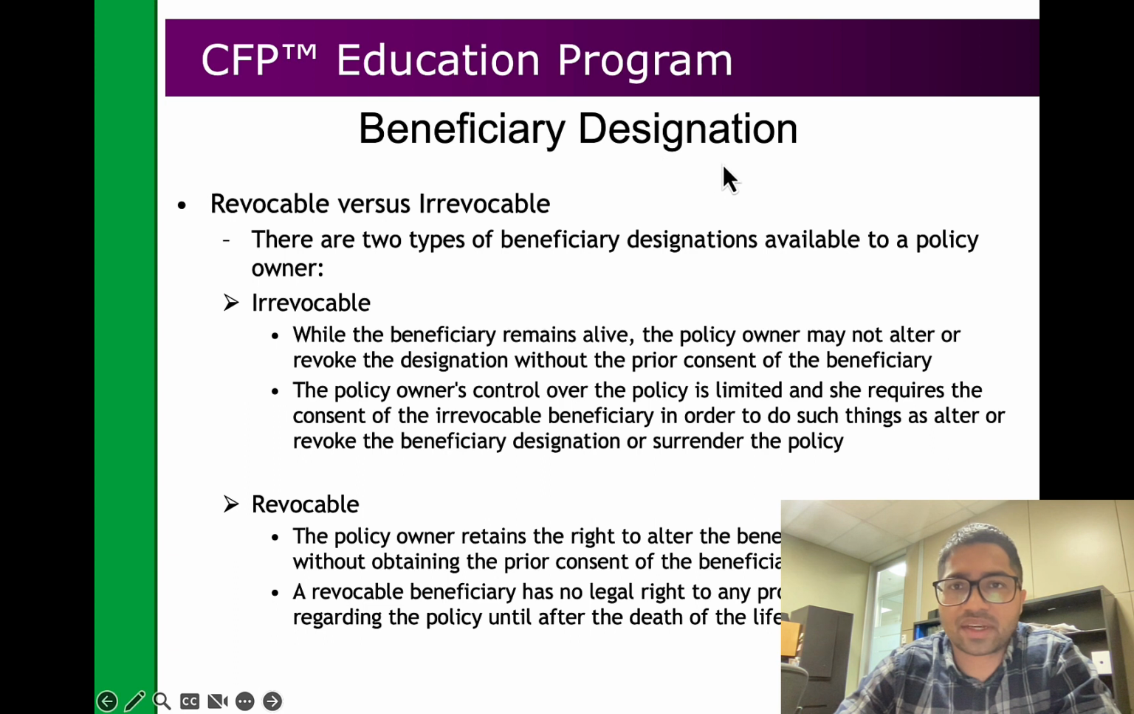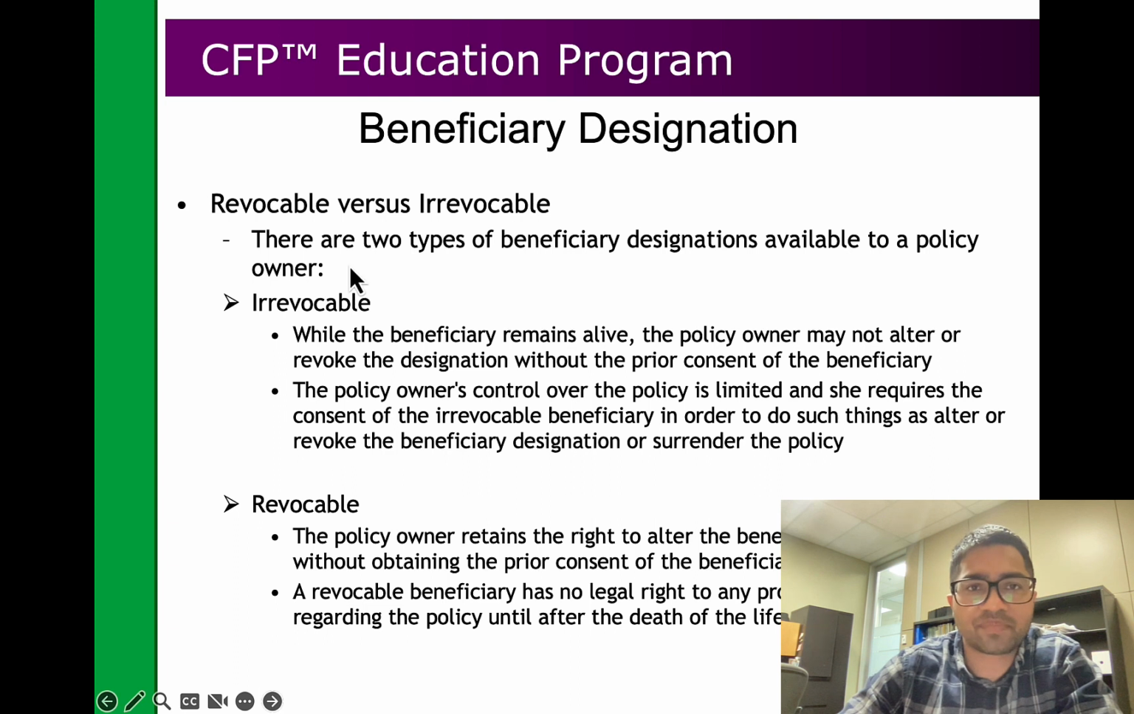Then when you are designating a beneficiary, that is, you are assigning a beneficiary, there is a concept of revocable versus irrevocable. There are two types of beneficiary designations available to the policy owner. Irrevocable means once you designate the beneficiary, you cannot change it. While the beneficiary remains alive, the policy owner may not alter or revoke the designation without the prior consent of the beneficiary. The policy owner's control over the policy is limited, and she requires the consent of an irrevocable beneficiary in order to alter or revoke the beneficiary designation or surrender the policy.